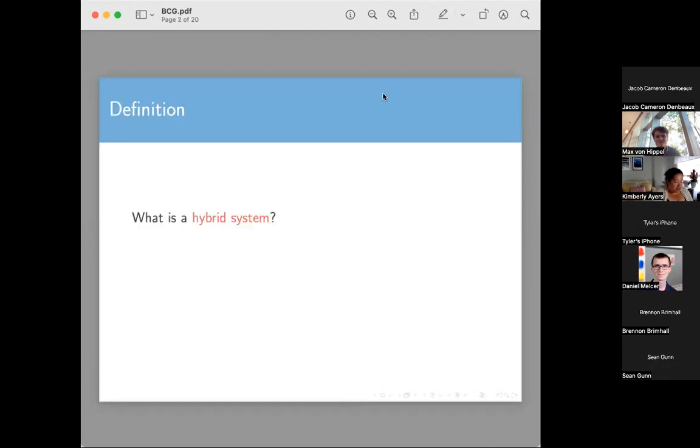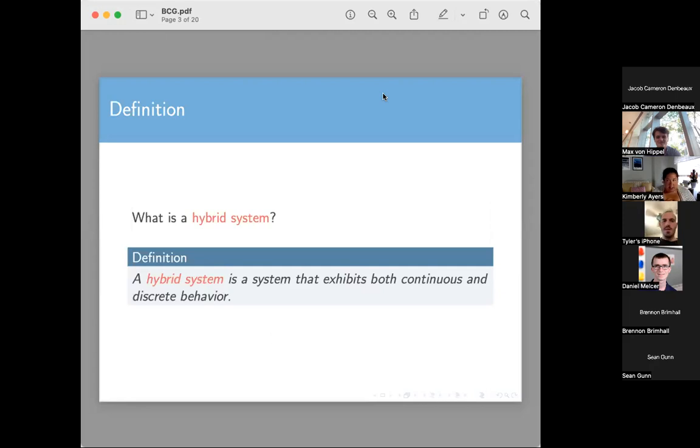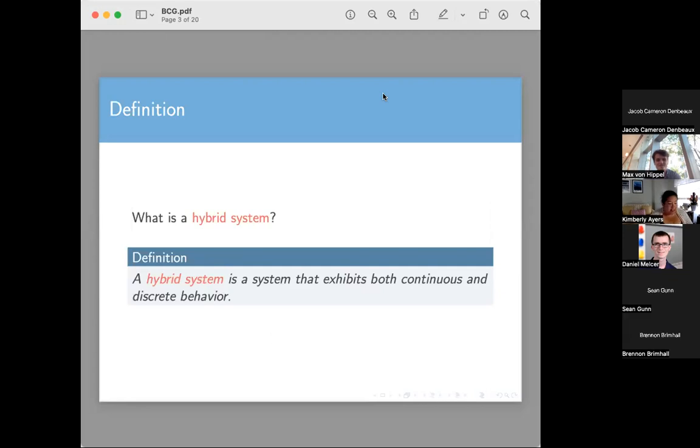Okay, so what is a hybrid system? At its most basic, a hybrid system is something that exhibits both continuous and discrete behavior. You as computer scientists probably think much more in discrete terms, right? Every time I write code, everything's very discrete. Every time I do a for loop, that's a very discretized process. Whereas a hybrid system combines some of that discrete behavior with a continuous component.